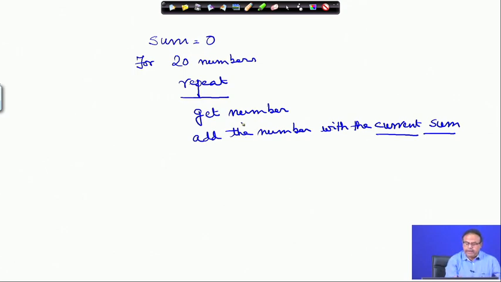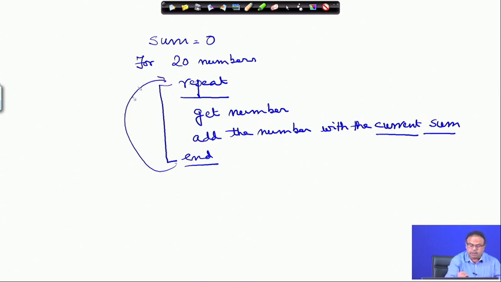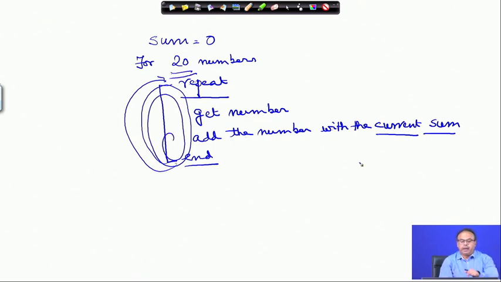Now, I get a number, add the number to the current sum, and this repeat. I am just showing as if it is a bracket, that this part I am repeating. How many times I am repeating this part? 20 times, because for 20 numbers I am getting the number, adding the number, and I am keeping that number in sum, all right. So, ultimately I do it 20 times and then this part is finished.